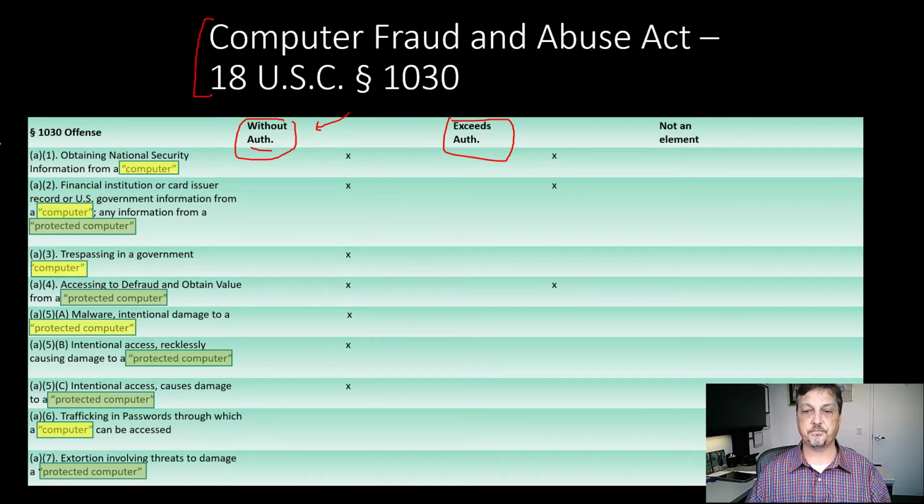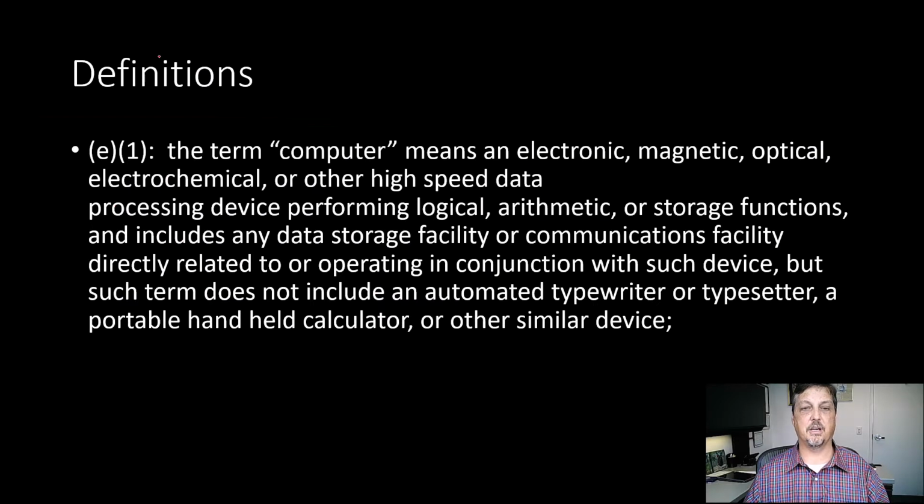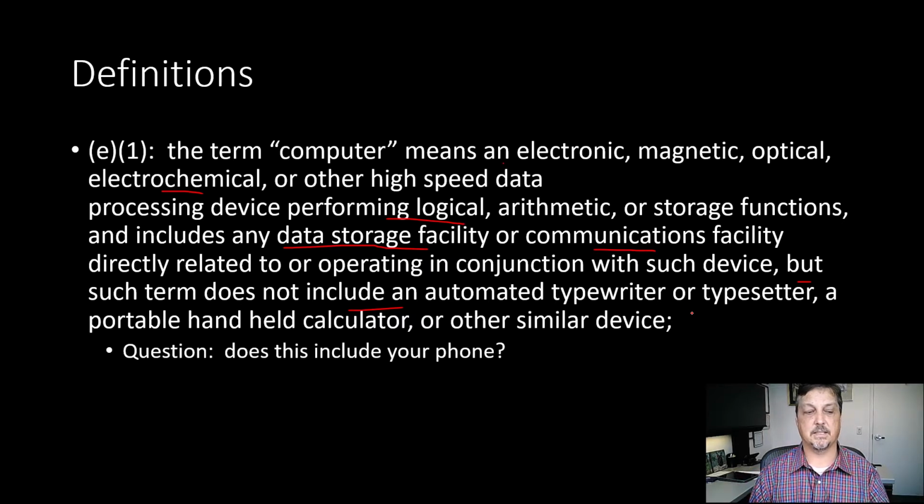So looking at the definition of computer, any electronic, magnetic, optical, electrochemical, or other high-speed data processing device performing logical, arithmetic, or storage functions. All right? A facility, data storage or communications facility included, but does not include an automated typewriter or typesetter, a portable handheld calculator, or other similar device. So a question I ask about this is, does this definition include this? Does it include your phone?